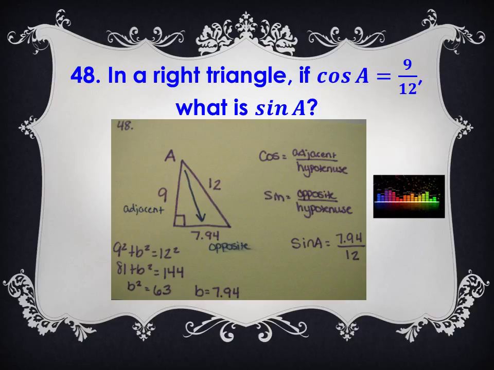Sine is opposite over hypotenuse. However, we do not know what the opposite side of our triangle is, so we must use the Pythagorean theorem to find out what our opposite side is. So 9 squared plus b squared equals 12 squared.